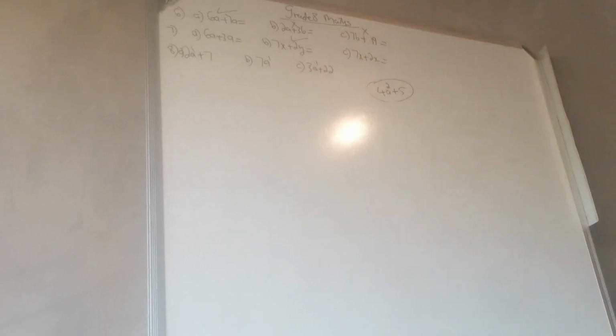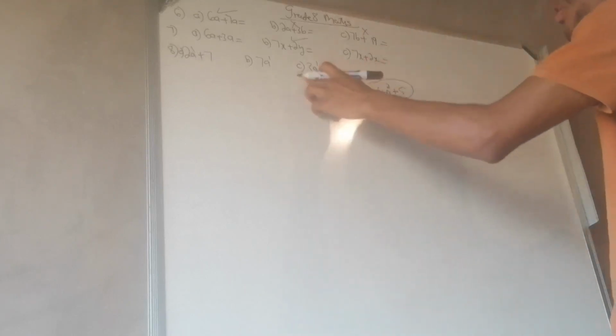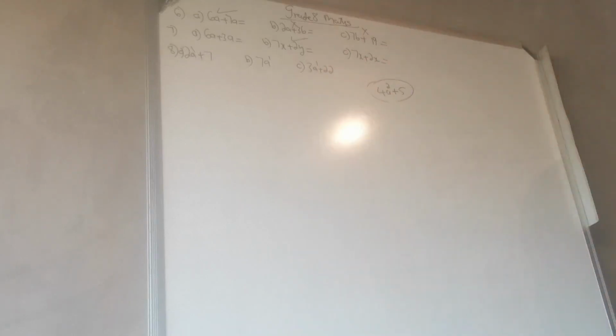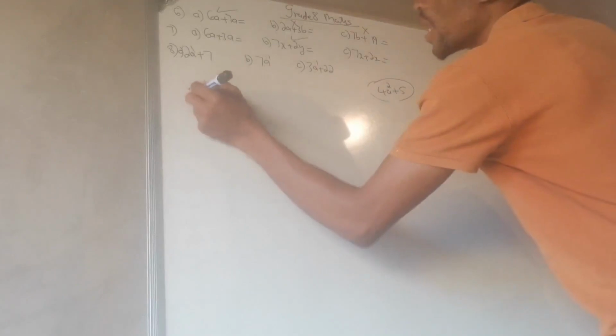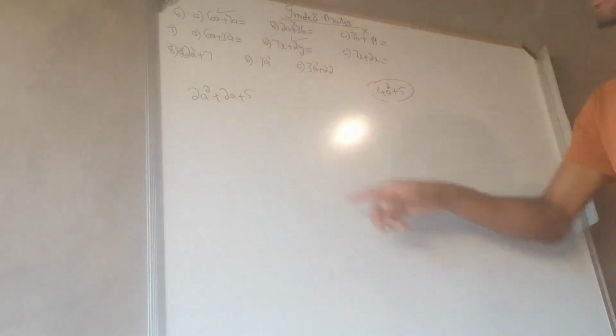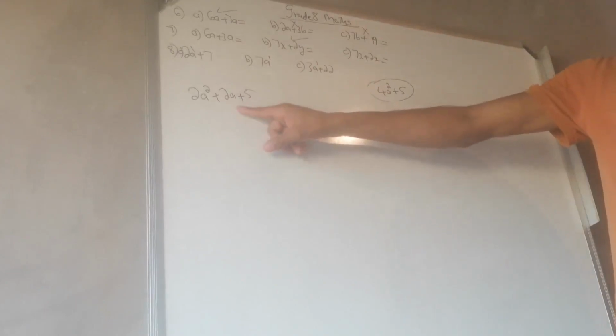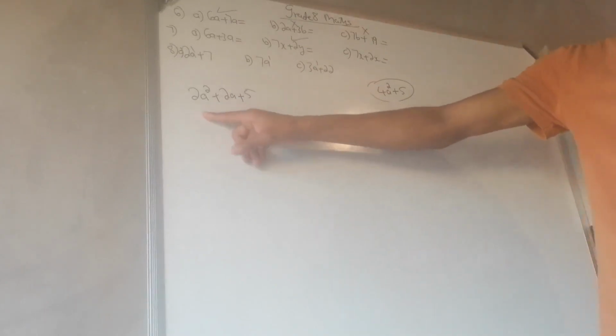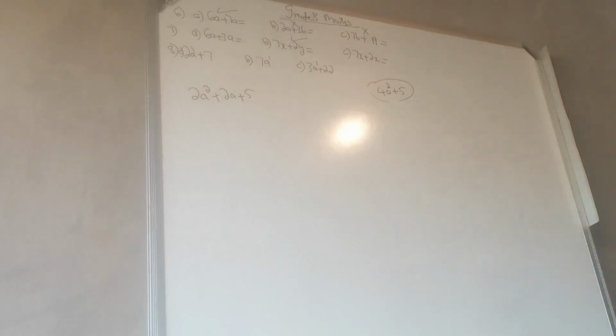7a is an algebraic expression because it has no equal sign. It's a monomial because it consists of one term. This one is a binomial, it has two terms. Even this one is a binomial, it has two terms. And it is also an algebraic expression because it has no equal sign. You can also have 2a squared plus 2a plus 5. What is this? It's an algebraic expression, and it is a trinomial because it has three terms.